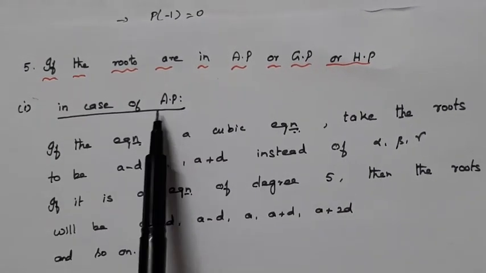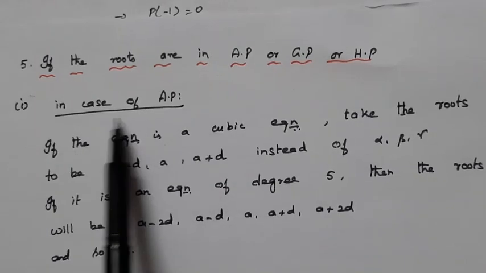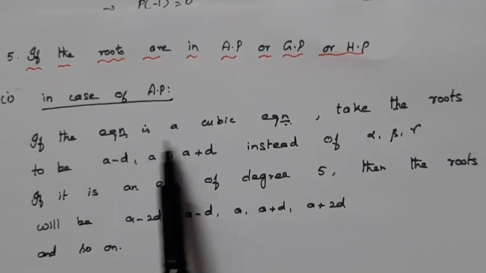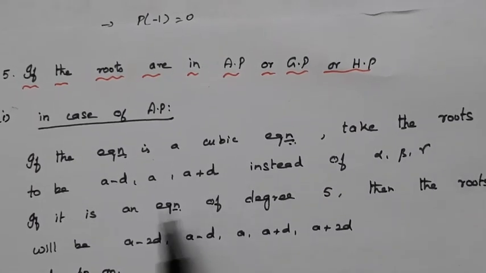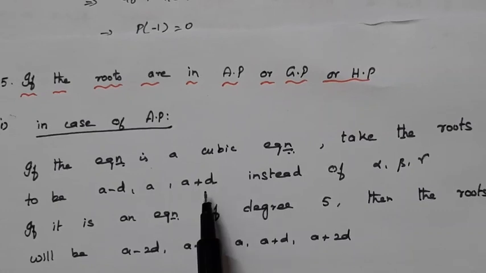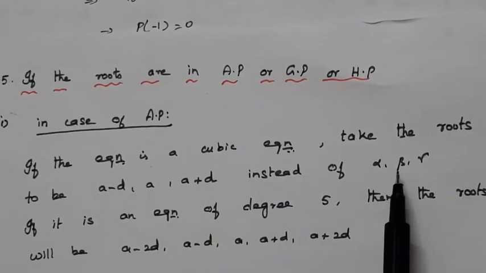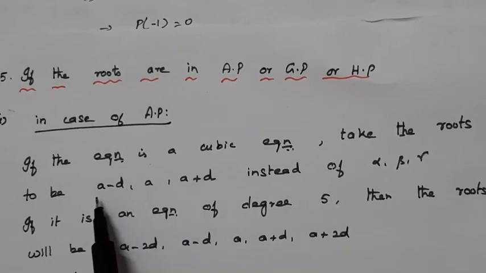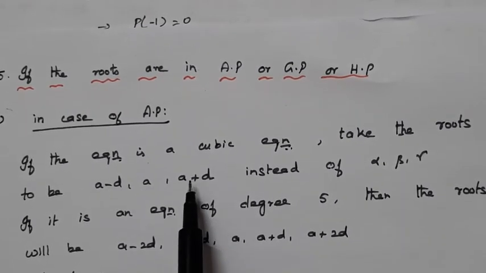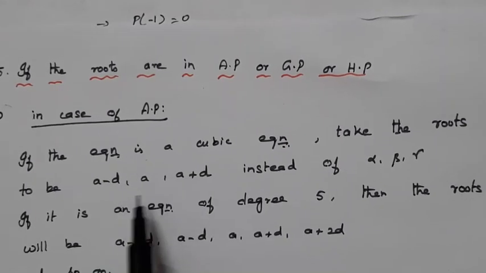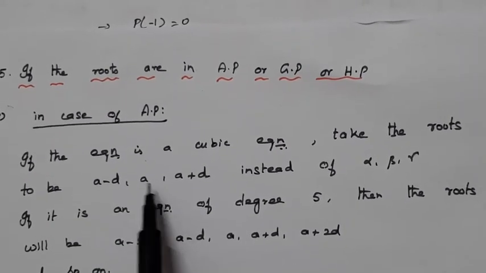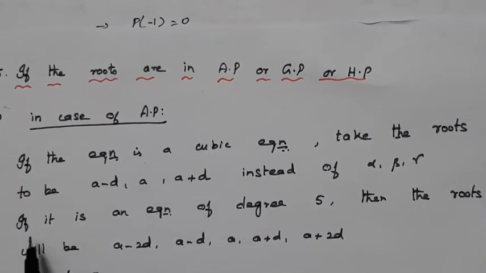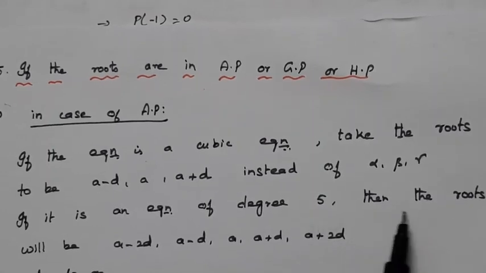So first case, if they are in the arithmetic progression. In the case of arithmetic progression, how to take the roots? If the equation is a cubic one, then you have to take the roots as a minus d, a and a plus d, instead of taking as usual alpha, beta and gamma, because they are in arithmetic progression. Then you have to proceed using the sum of the roots and the product of the roots, you can find out the values of a and d, and hence the solution can be obtained, okay.